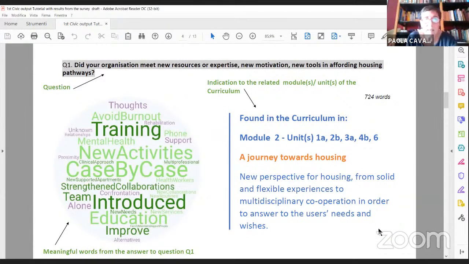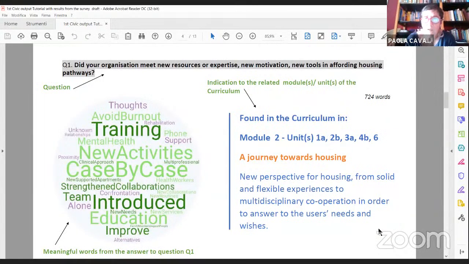And then in the slide, you find on the left the meaningful words from the answers to question number 1. You find on the right side indications of the related modules and units of the curriculum, and you see a number of words, because 724 were the words you used to answer this question. Is it clear?